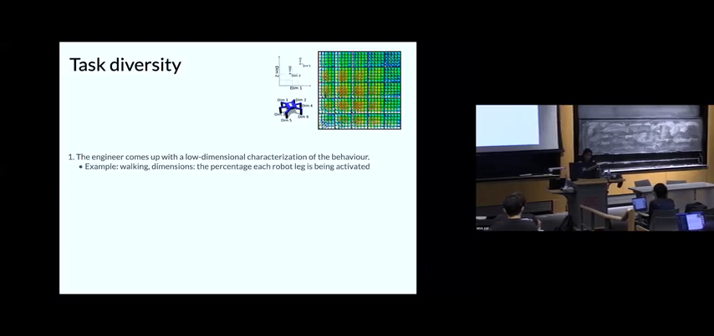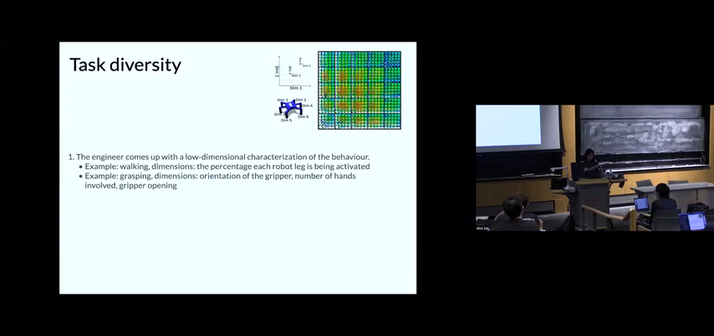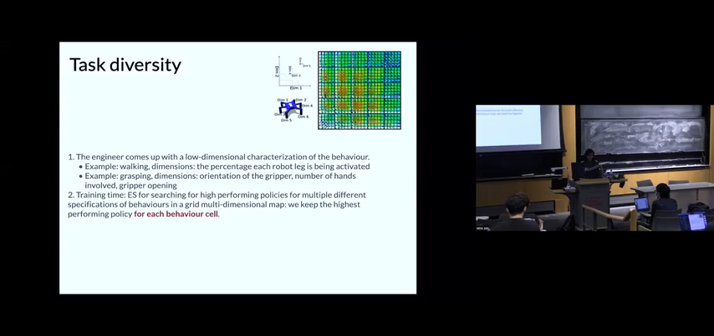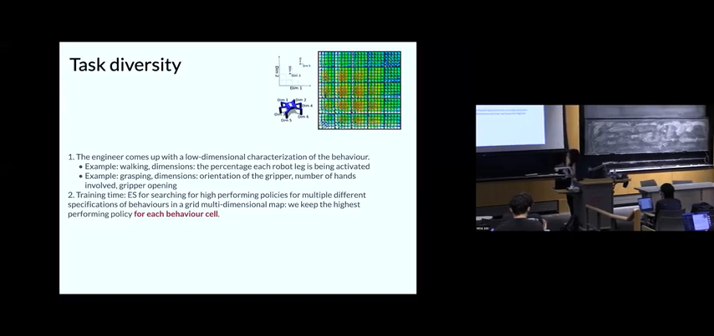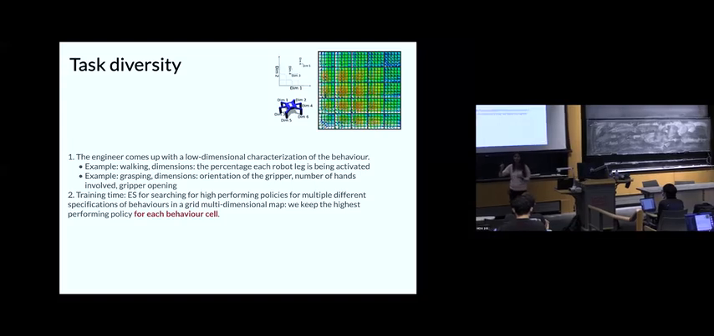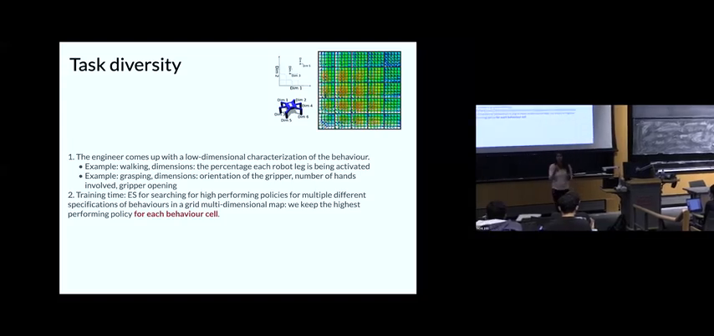So the different behavioral dimensions could be the percentage that each robot leg is being activated. Okay. So for grasping, you need to do something else and so on. And so now you're going to do evolutionary search, and you look for high-performing policies for multiple different specifications of behavior in a grid-like multidimensional map. And in each cell of that map that I'm going to show, we keep the highest performing policy for that behavioral cell. So I don't keep only one guy who is like the best, like the mean over Gaussian, right? We have multiple means, one for each behavior.